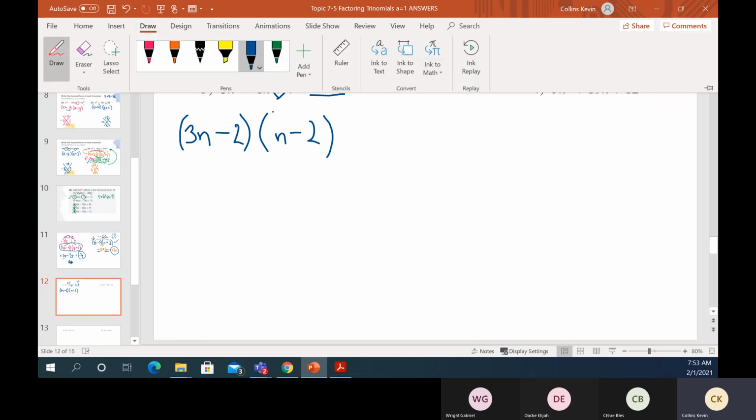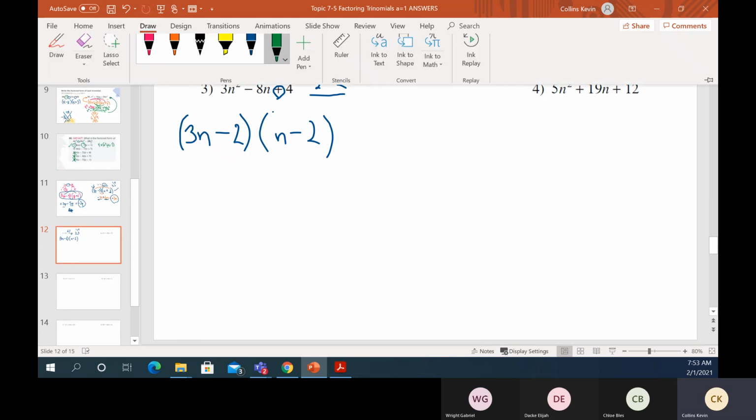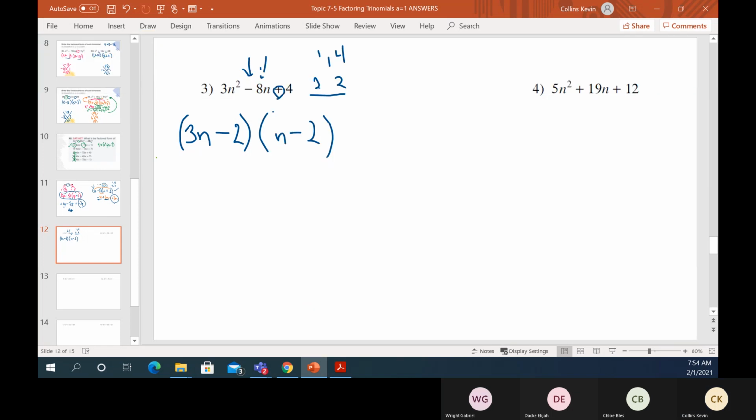Now, like I said, you do a quick check of your inside-outsides. So inside, I've got minus 2 times n, so that's minus 2n. And my outside, guys, I've got 3 times 2, that's negative 6 times n. And then we have minus 2, and minus 6 more is minus 8n. Check. That's your answer.